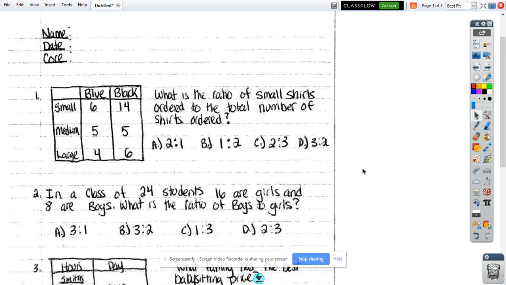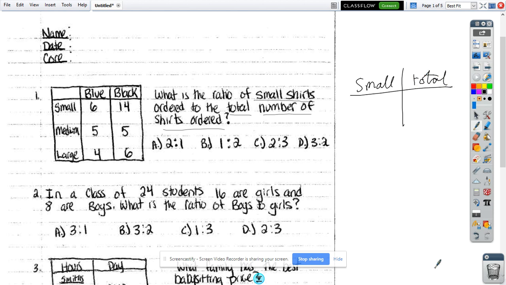So in looking at my small shirts, I'm going to be comparing the small shirts, which is here, to the total number of shirts, which is going to be total shirts here. And so what I want to do is figure out how many small shirts there are. But before we do that, small to total, I just like to set up this T-chart.